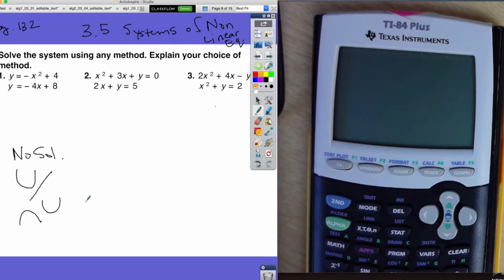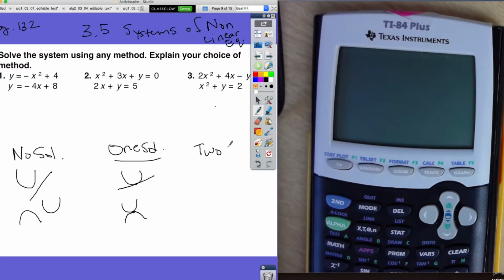Very good. When you have one solution, what's happening? It only intersects at one point, so it touches. So if it's a parabola and a line, that's tangent to it. Ooh, look at that geometry word, tangent to it. Or if it's two parabolas and they're touching at the vertex.